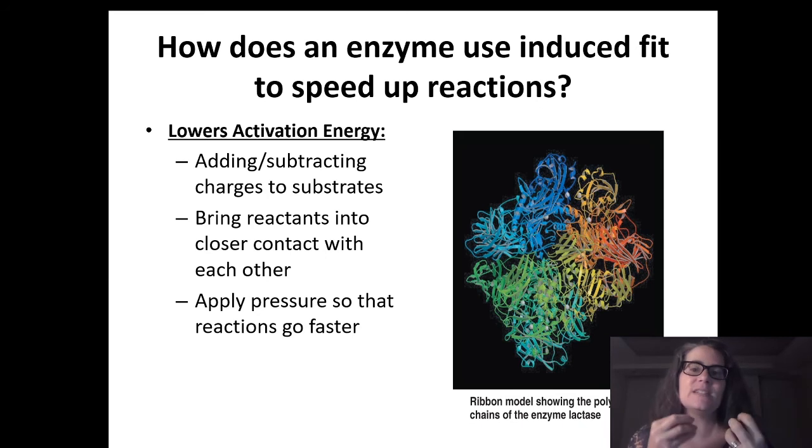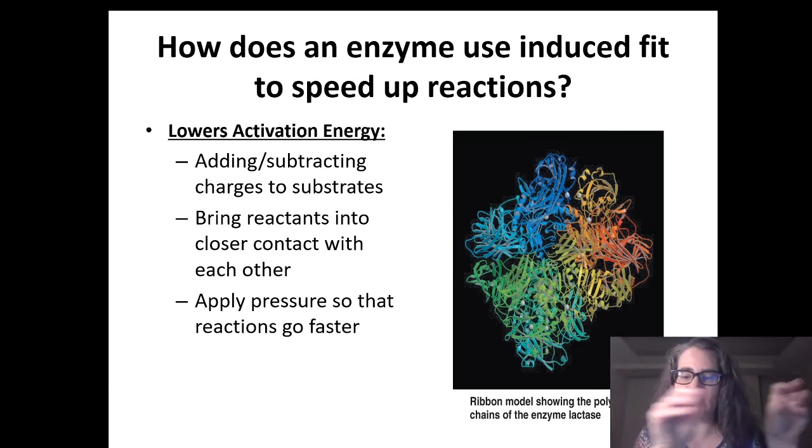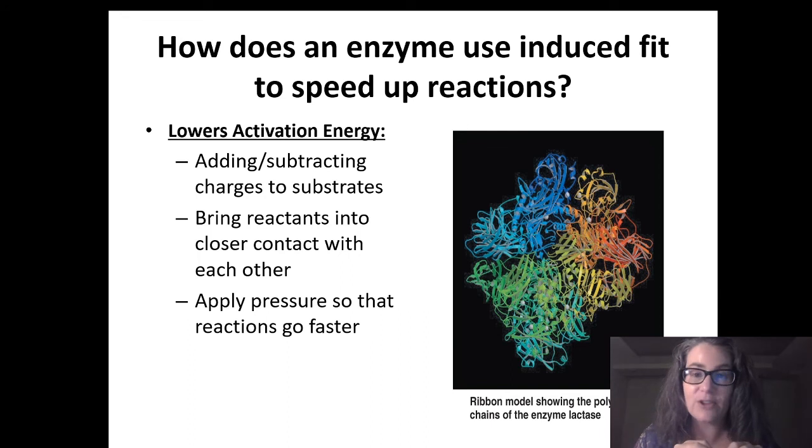Now, how does this induced fit speed up a chemical reaction? When the enzyme is holding that substrate very, very closely, it can be adding and subtracting charges, right, that make a particular chemical react faster. It can also bring reactants into a certain orientation so that they're closer together and can react more easily. Or sometimes even the squeezing, just applying pressure, encourages the reaction to happen faster. So this induced fit helps lower the activation energy and speed up these reactions by squeezing, adding and subtracting charges, changing chemistry, bringing things closer together so that reactions can occur.